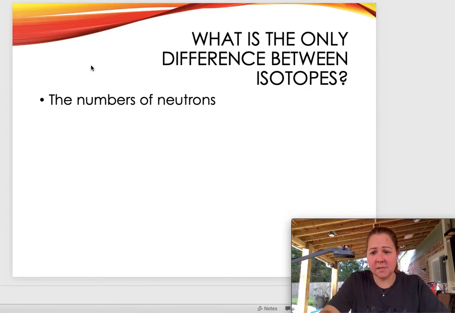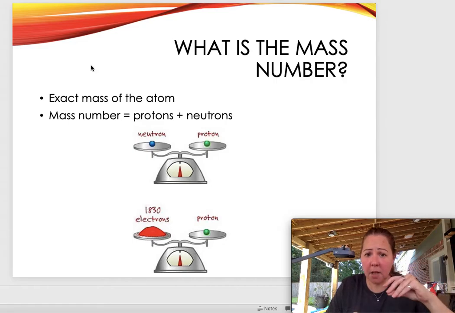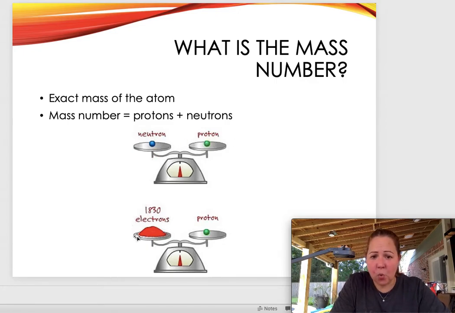When you take the mass differences, those mass differences are just because of the different amounts of neutrons that are there, because the mass number is the number of protons plus the number of neutrons. So if you look in this picture here, a neutron and a proton have about the same mass. Underneath this, 1,836 electrons is equal to the same mass as one proton. Electrons are insignificant in mass when it comes down to it in terms of the mass number of an atom. So the mass of the atom solely comes from the protons and the neutrons being added together.